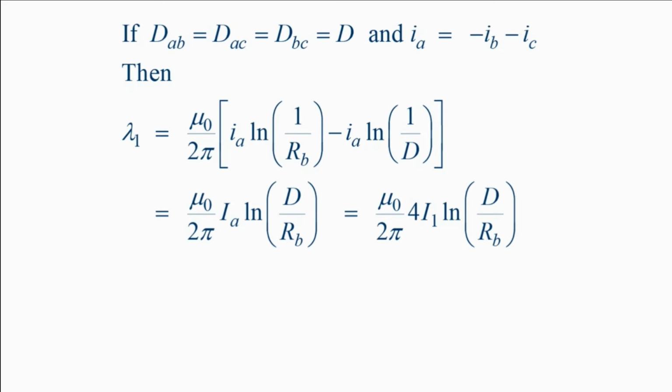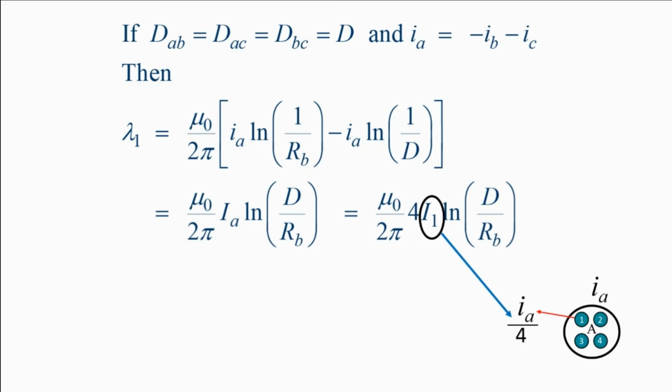Now, if you take IA as common outside, you will have this formula. But instead of IA, I now put 4I1. Why? Because if you recall, we said that IA is the total current in phase A. Each wire has IA over 4, so IA over 4 is I1. I will consider it I1; it's related to the conductor, the wire number 1. So I1 is the current in wire number 1, which was IA over 4. If I want IA itself, I will multiply this by 4, because I'm dealing with all the other wires. So simply I will replace this IA by 4I1.